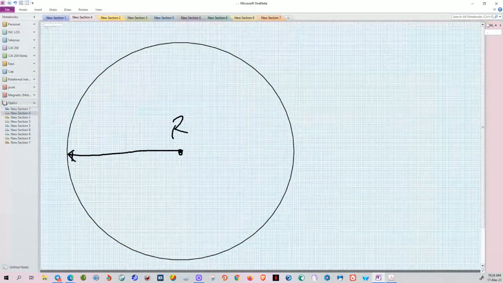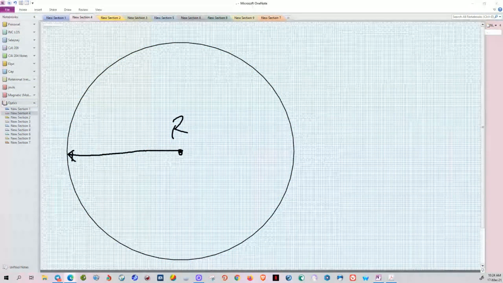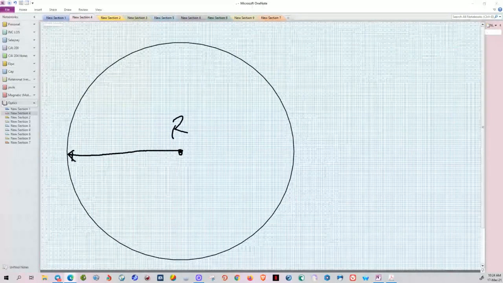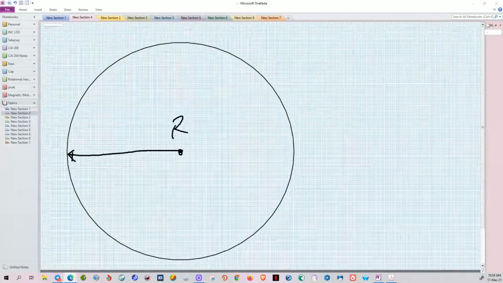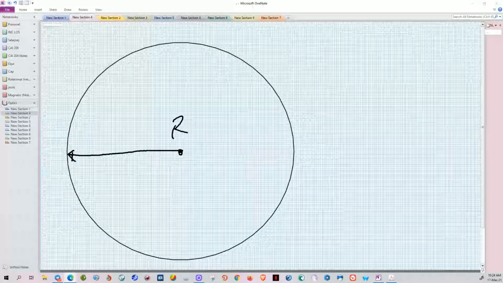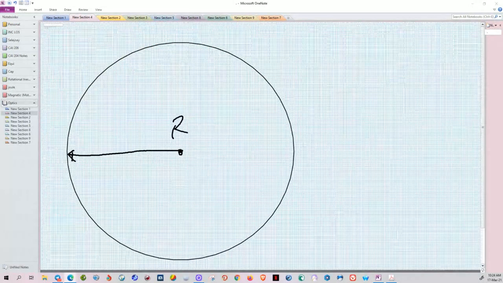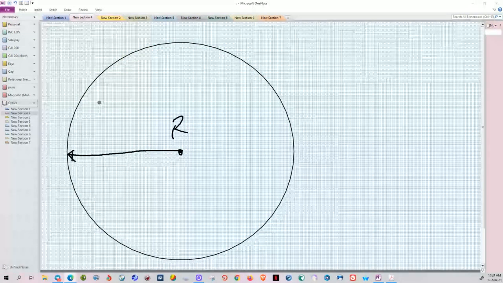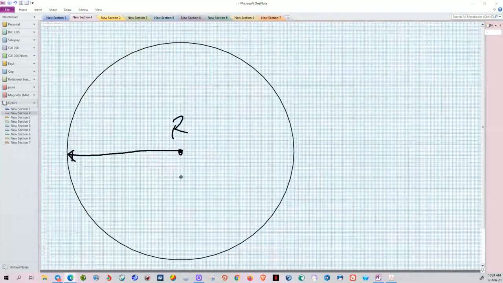1 second, Shabab. Sorry about that. So anyway, you have your circle, you have your radius.